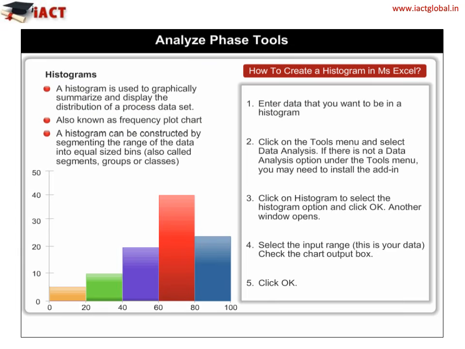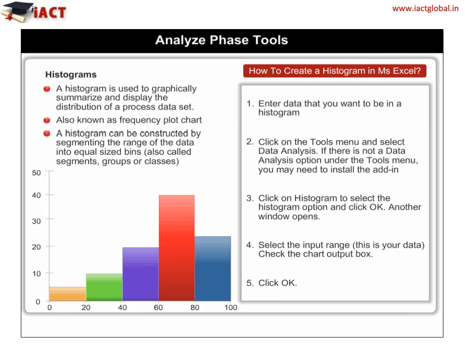Analysis tool. Histograms. A histogram is used to graphically summarize and display the distribution of a process data set. It is also known as a frequency plot chart. A histogram can be constructed by segmenting the range of the data into equal-sized bins, which are also called segments, or groups, or classes. A histogram can be created in Excel using 6 simple steps.